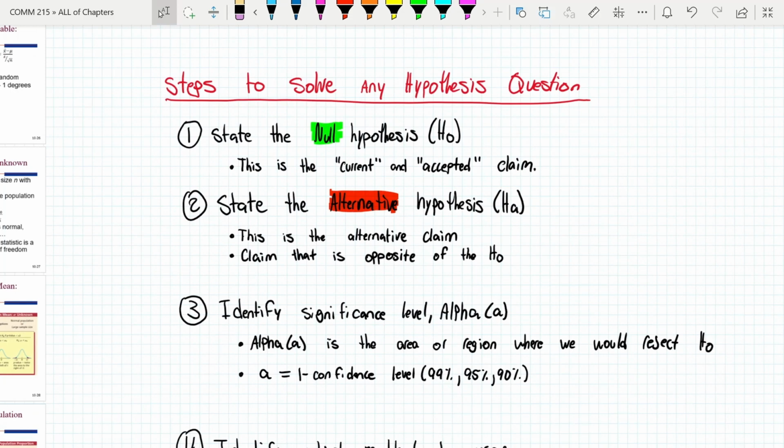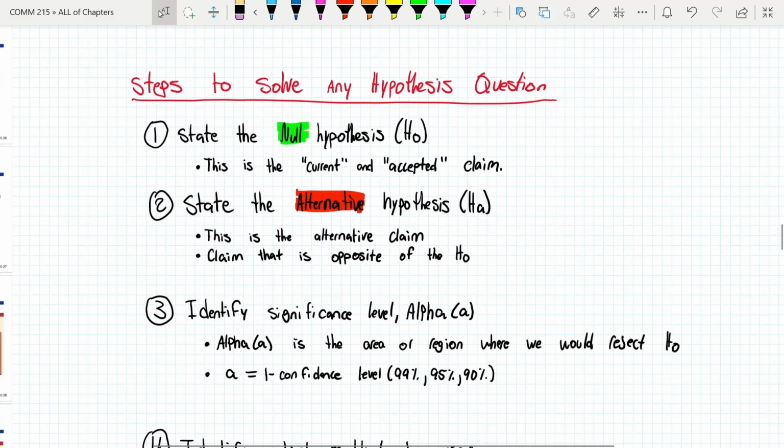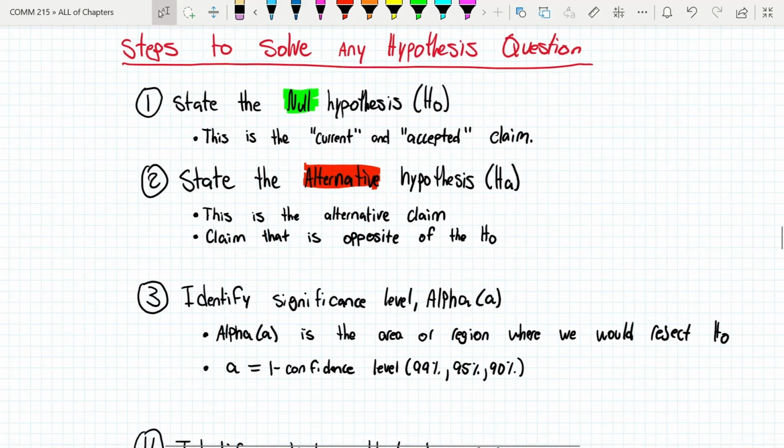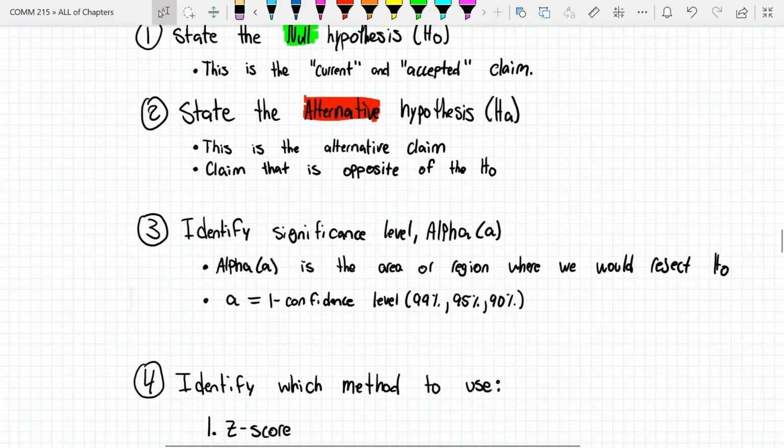So the third step is to identify significance level alpha. So your alpha is the area or region where we would reject H0. So your alpha is equal to 1 minus the confidence level. And our confidence level is usually 99%, 95%, or 90%.